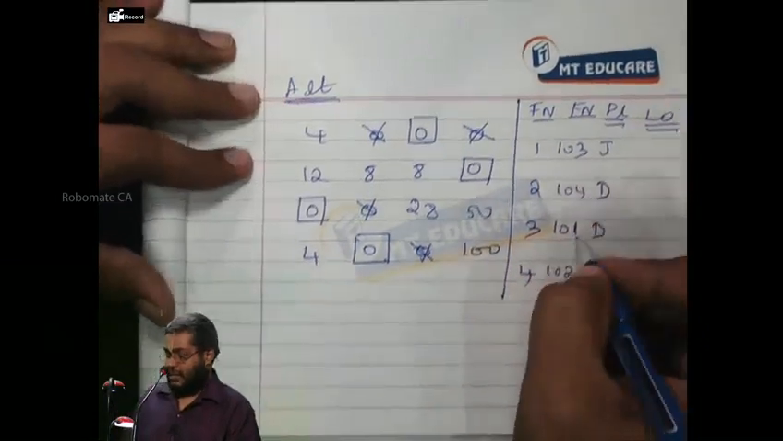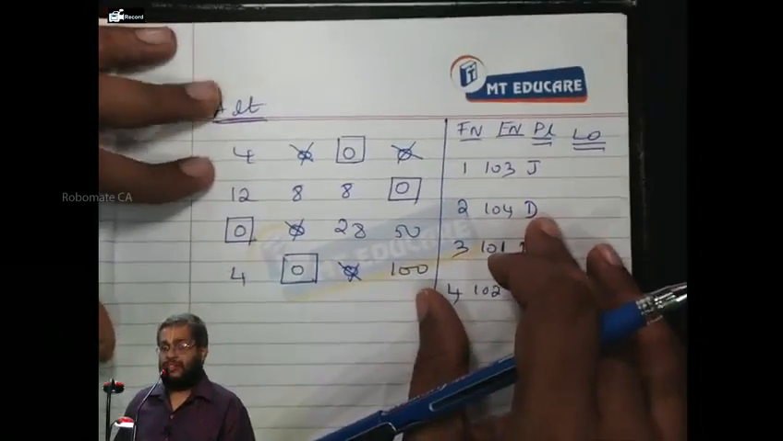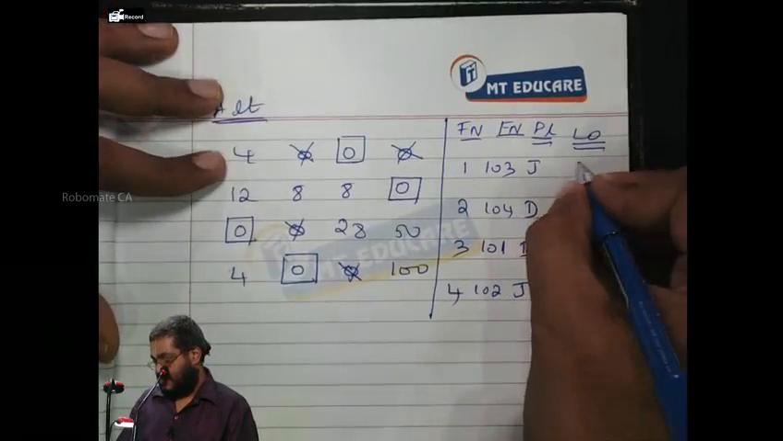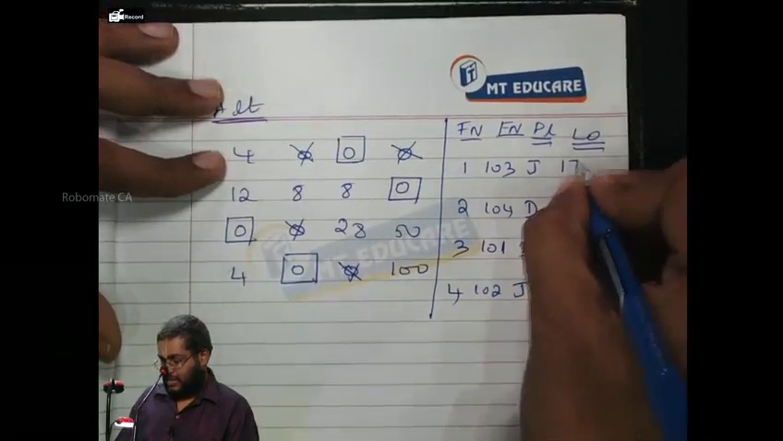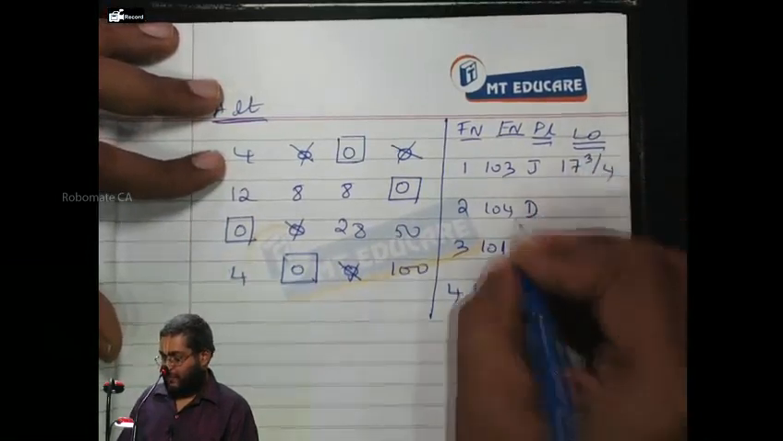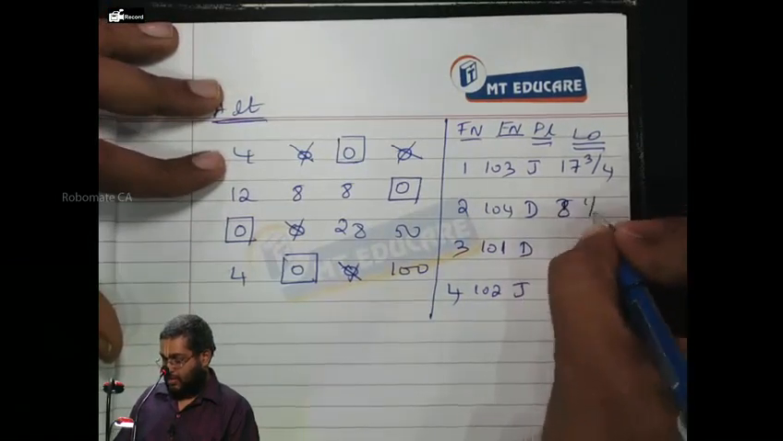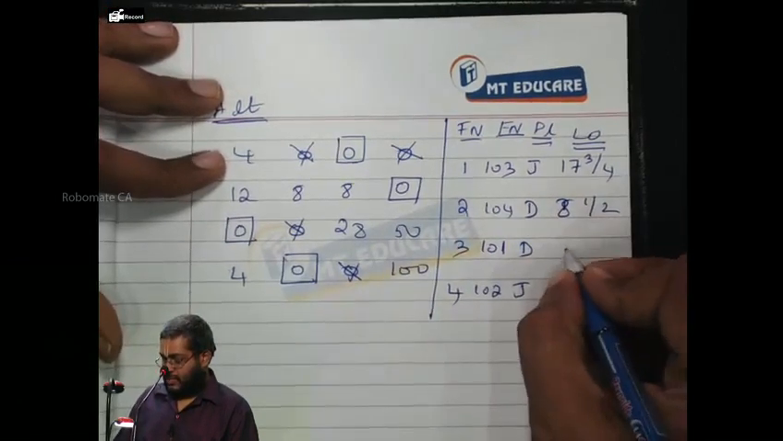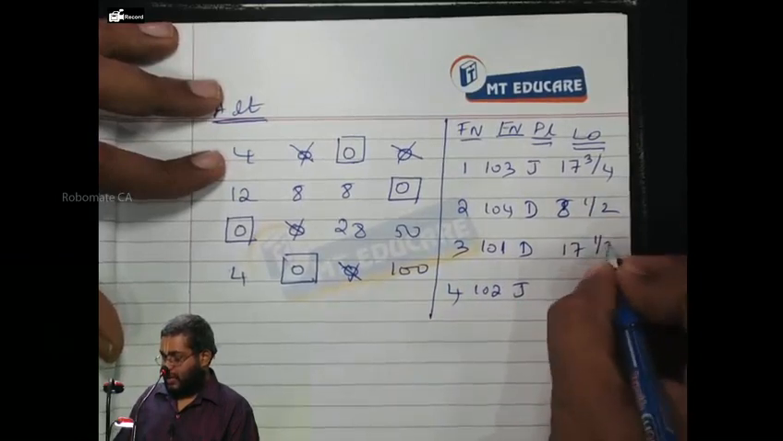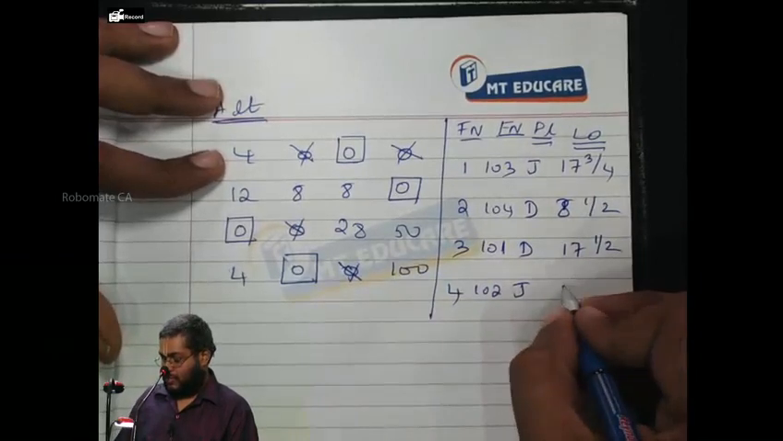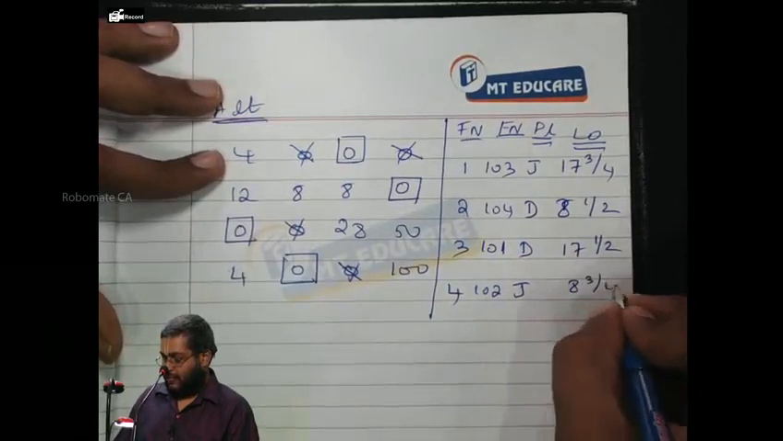1 and 103, tell me, what is the layover time, please? 17, 3 by 4. 2 and 104? 8, 1 by 2. 3 and 101? 17, 1 by 2. 4 and 102? 8, 3 by 4. Total?